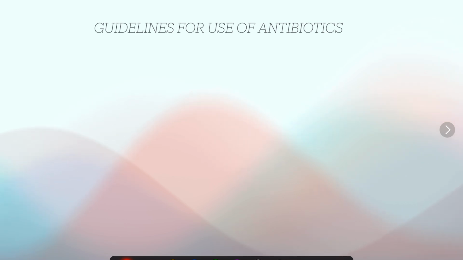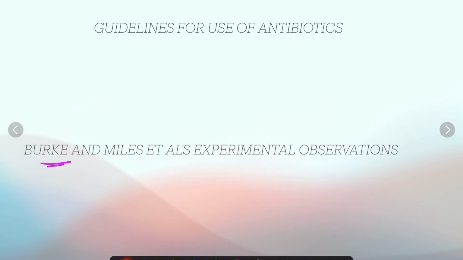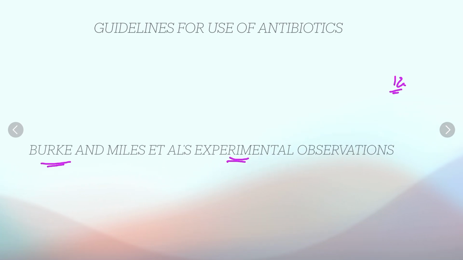Today we'll be learning about the guidelines for use of antibiotics, which were given by Burke and Miles et al. In their experimental observation, they gave out 12 guidelines which we'll be studying in pairs.